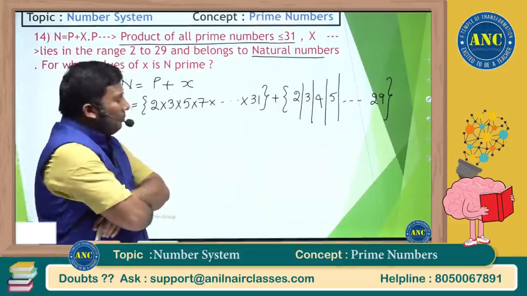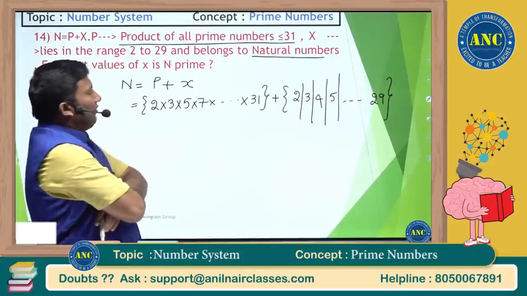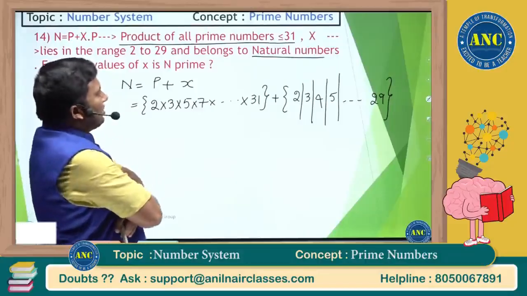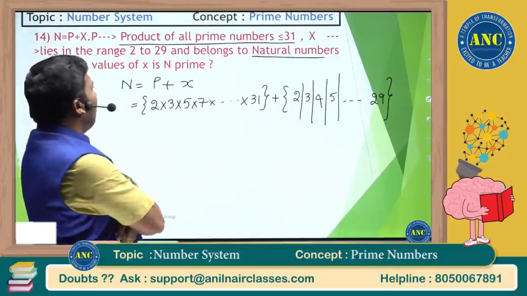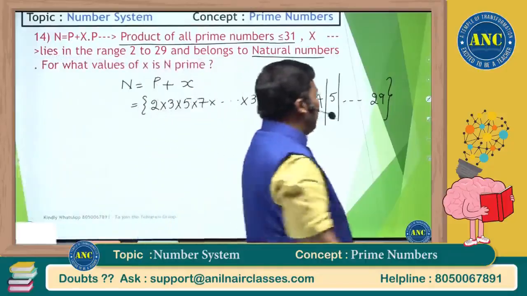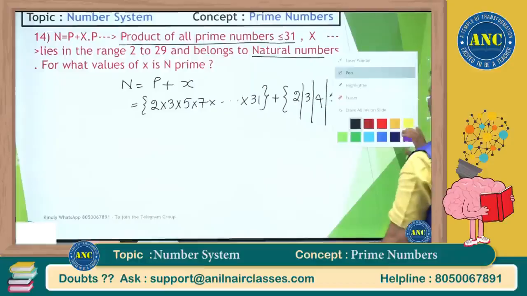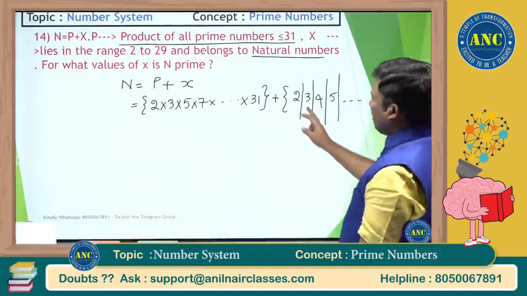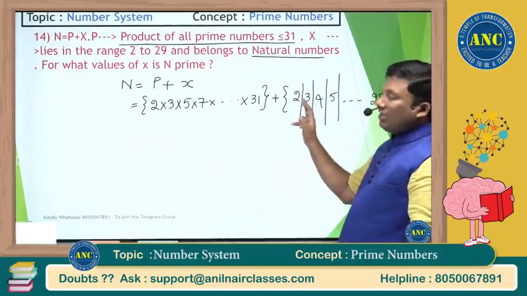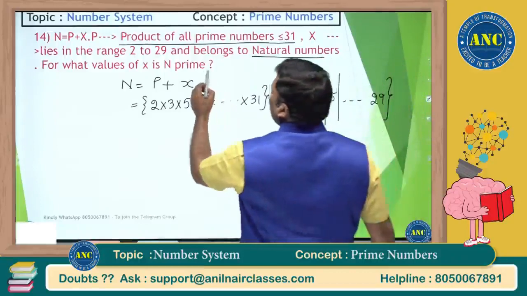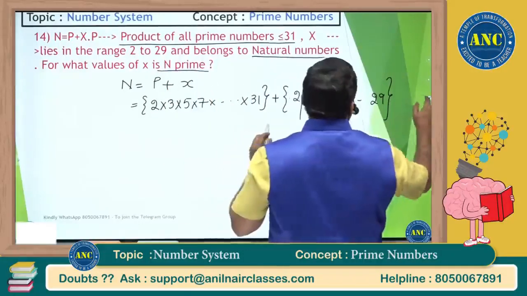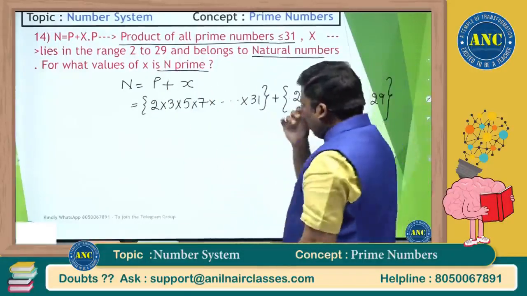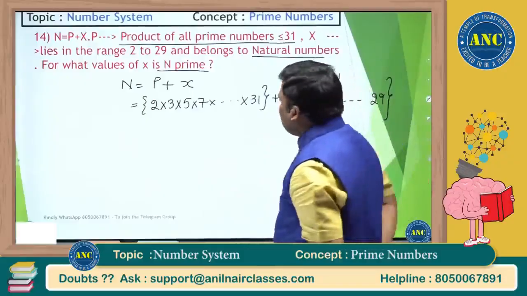The lowest prime number is 2. 2, 3, 5, 7 till 31. X is a natural number which can take any value from 2 to 29. For how many values of X? What all values of X will be such that N is a prime number? Listen carefully, sir. Such that N is a prime number.